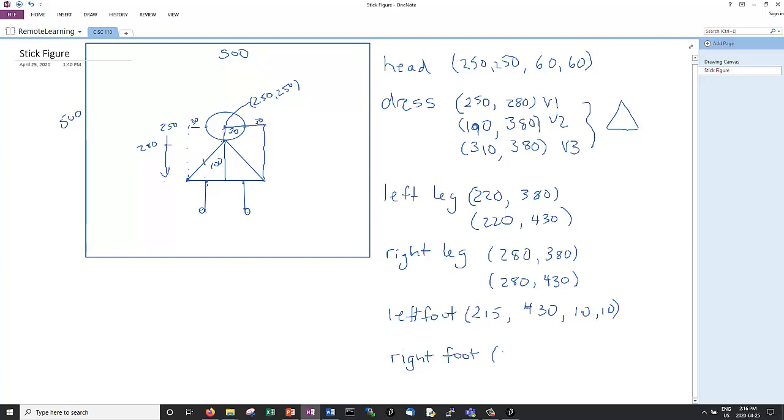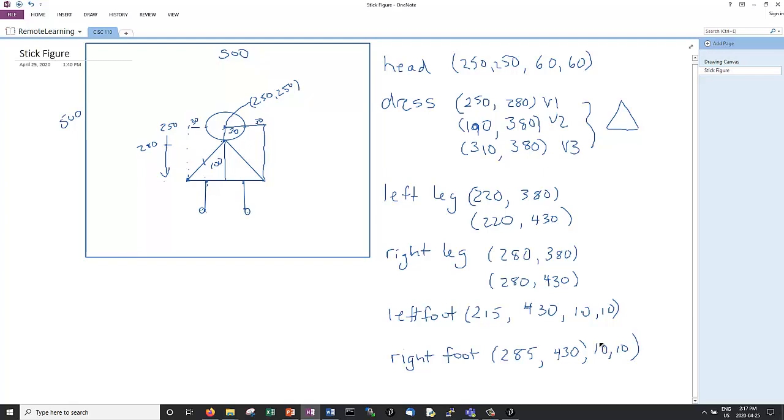My right foot, the X position was 280. I'm going to make it then 285. And the Y position at the bottom of my right leg was 430. So I'm going to make that the same, and I'll make it 10 and 10.